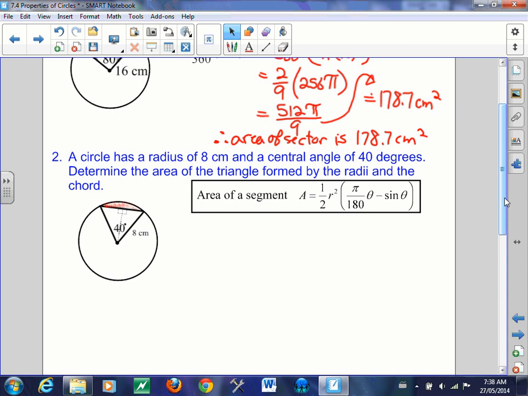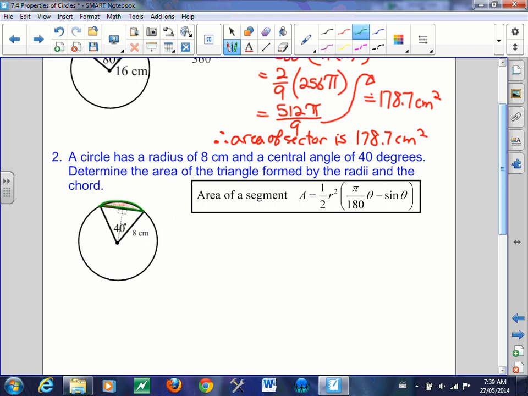All right, last example today, folks, and it's a harder one. It says here the circle has a radius of 8 centimeters with a central angle of 40 degrees. Determine the area of the triangle formed by the radii and the chord. So again, we're looking at that part there. We're looking for the area of the triangle formed.